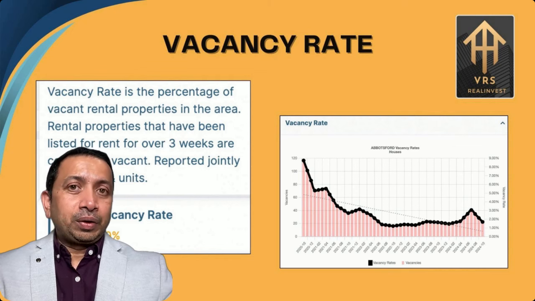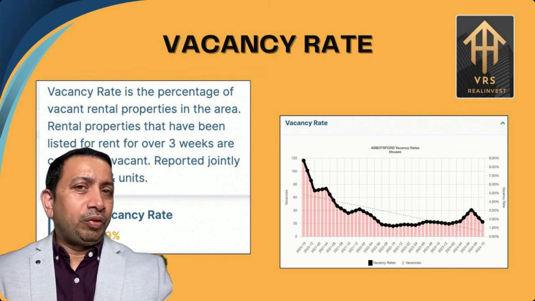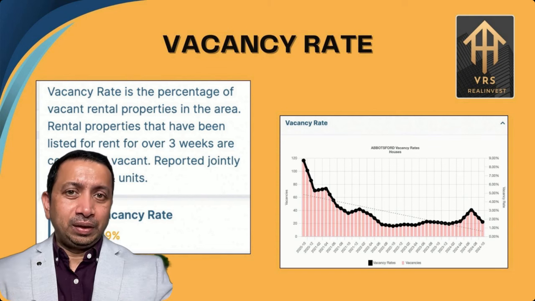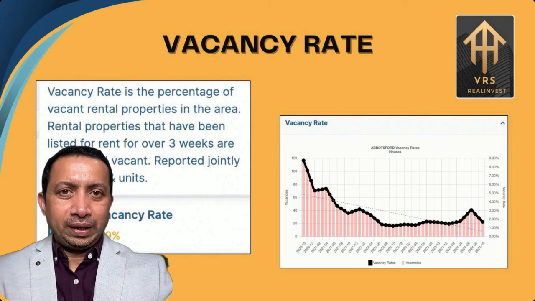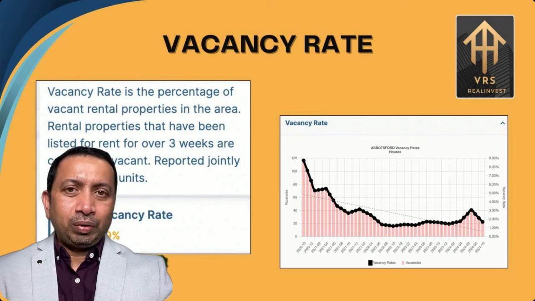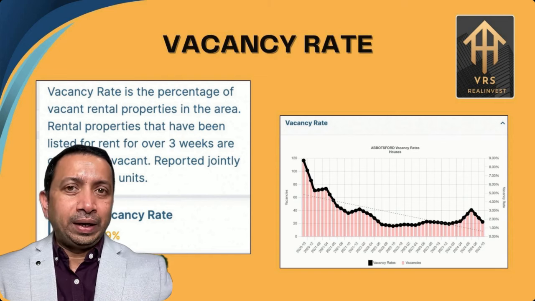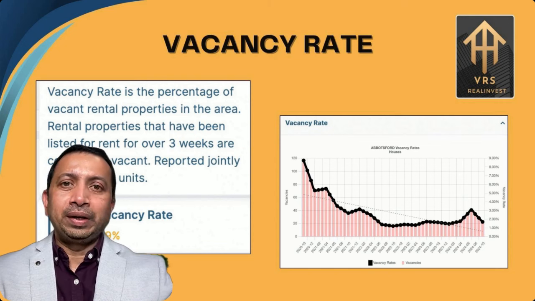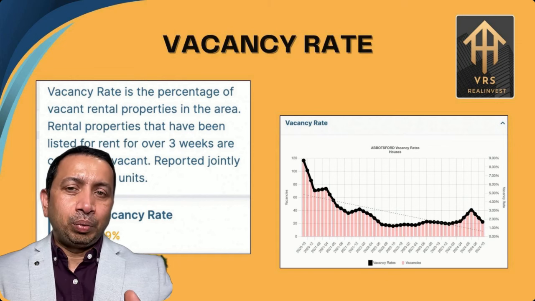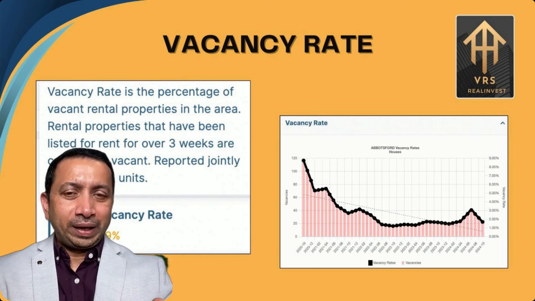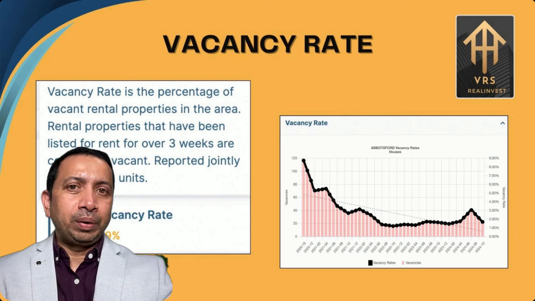The first thing we need to consider is the vacancy rate. The vacancy rate means, if you are considering an area, just imagine there are 100 houses. How many houses are vacant? If out of 100 houses, 5 houses are vacant, the vacancy rate is 5%. You need to identify an area where the vacancy rate is less than 2%. That will help you to find tenants easily. There is a huge potential for rental increment as well. If a lot of properties are vacant in a particular area, that is not the right place for you to invest.